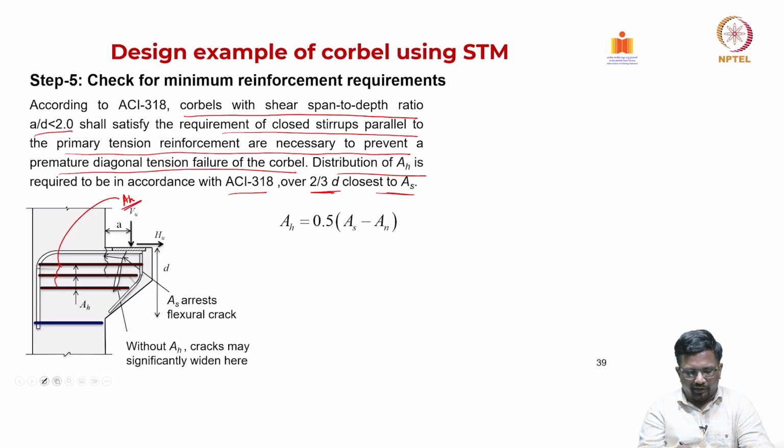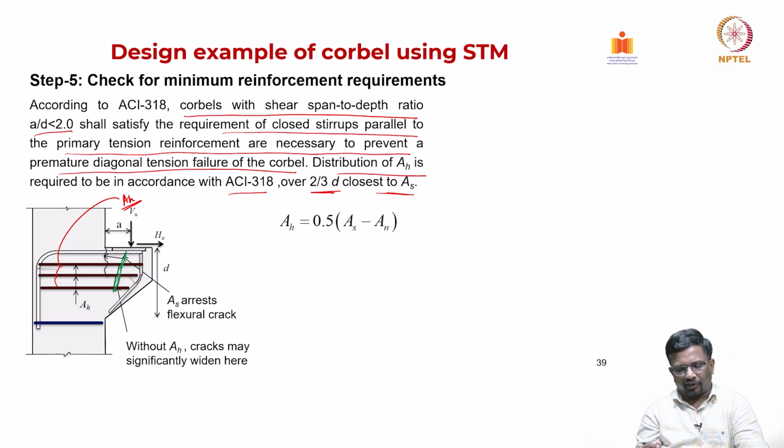Now, you see here there is a crack that is going like this, right. If it is cracking like this, then it should not fail in a diagonal tension failure. So, you need to have minimum reinforcement that cuts that crack and arrests it, so that it is not going to fail in a premature failure. Okay. So, that's what we are saying.